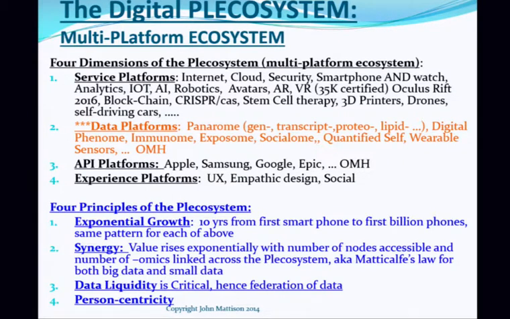We have API platforms, experience platforms, and then the 4 principles I want to speak to. There's exponential growth across all of these 4 dimensions and each of the subcomponents. There's synergy, so the value rises exponentially with the number of nodes accessible and the number of omics linked across the ecosystem. So I hybridized Metcalfe's law, which the geeks are all familiar with, the exponential growth of value in each additional node in a network, to describe this phenomenon. Data liquidity is critical, so federation of data, and then person centricity. It doesn't help us at all to have a huge proteome database over here and a huge lipidome database over here and a huge exposome database over here unless you can link it by individual. The relationships we're after are all person-centric.